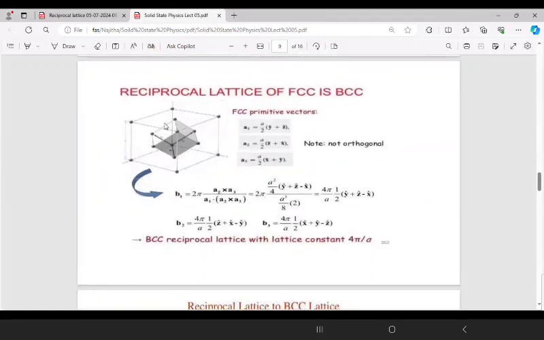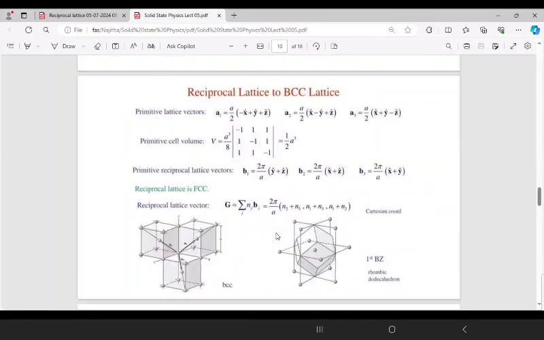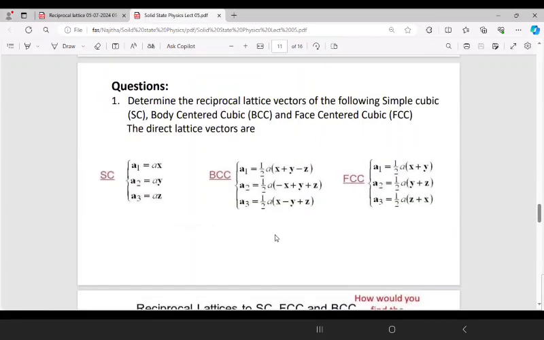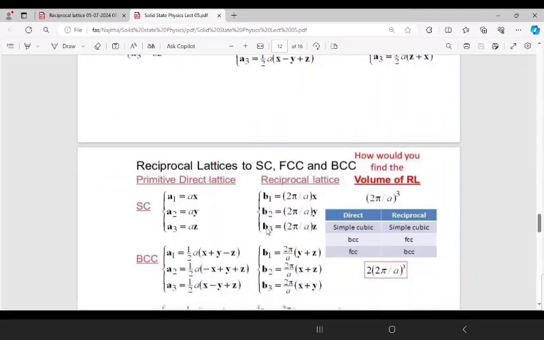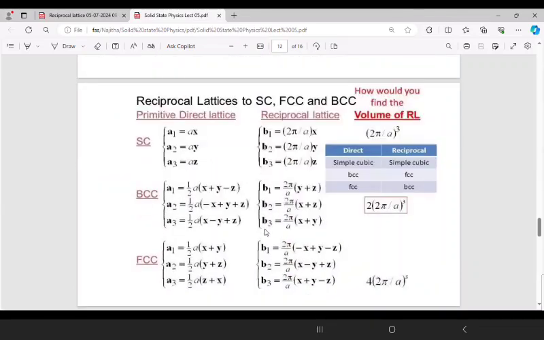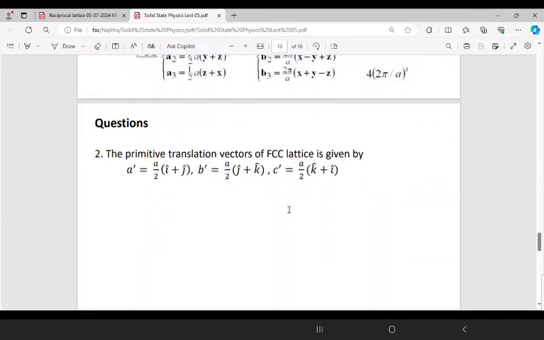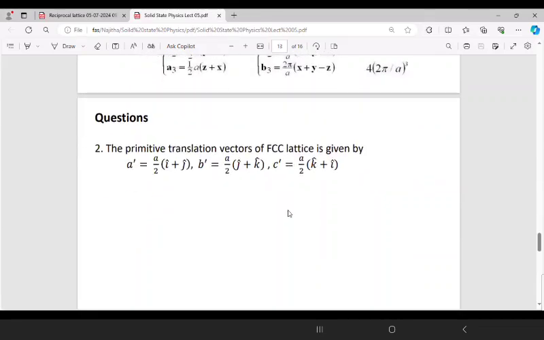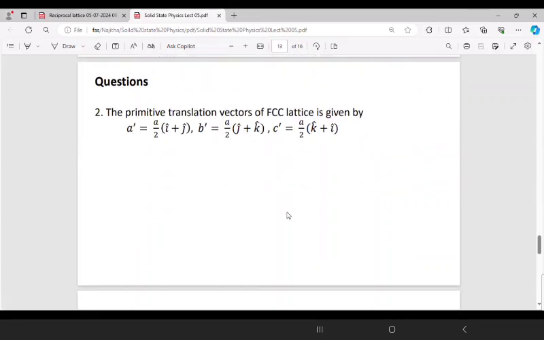We discussed this: the reciprocal lattice of FCC is BCC. And the reciprocal lattice of simple cubic is also simple cubic, and FCC and BCC are reciprocal to each other. Here everything is given. Now, can you do this question? The primitive translation vectors of the FCC lattice are given by a by 2 into I plus J, J plus K, K plus I.